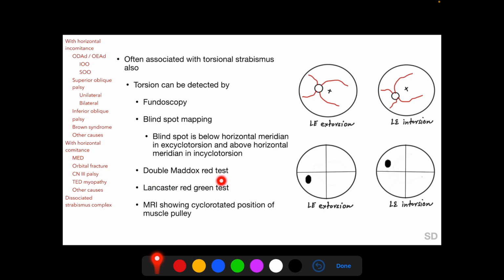Double Maddox rod test and Lancaster red-green test also help us to detect as well as measure the amount of torsion, and we have discussed these tests in the session on motor evaluation of strabismus. Apart from oblique muscle dysfunction, torsional deviation can also be caused by cyclorotated position of the muscle pulleys, which is an unusual cause of torsional deviation and is found particularly in patients with craniosynostosis and slanted palpebral fissures. And MRI can help us in diagnosing the cyclorotated position of the muscle pulleys in these patients.